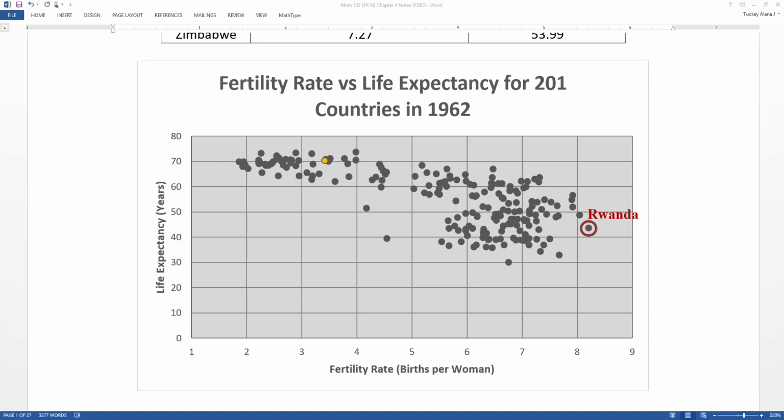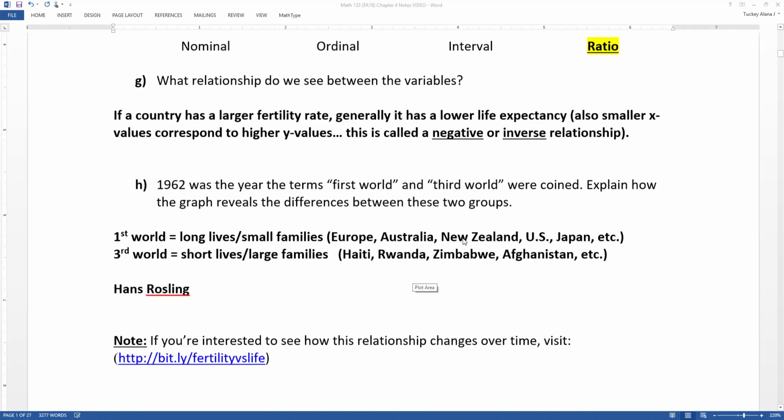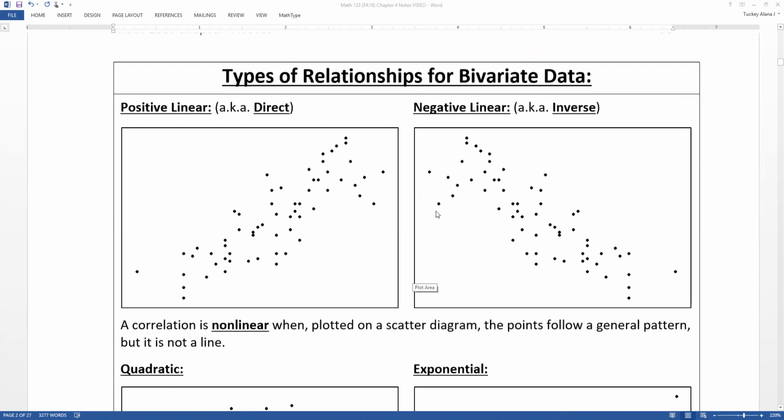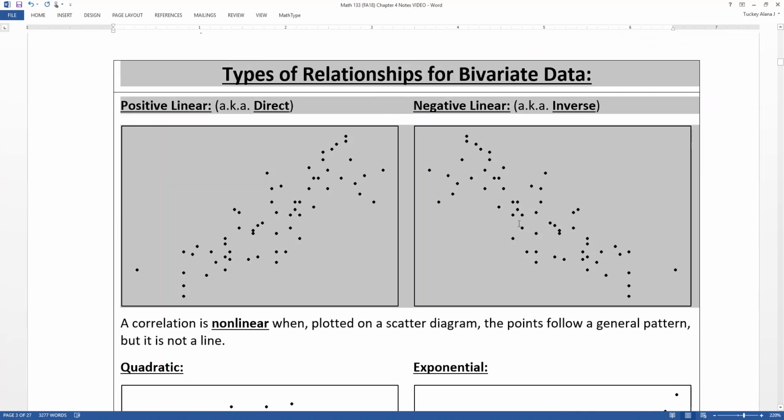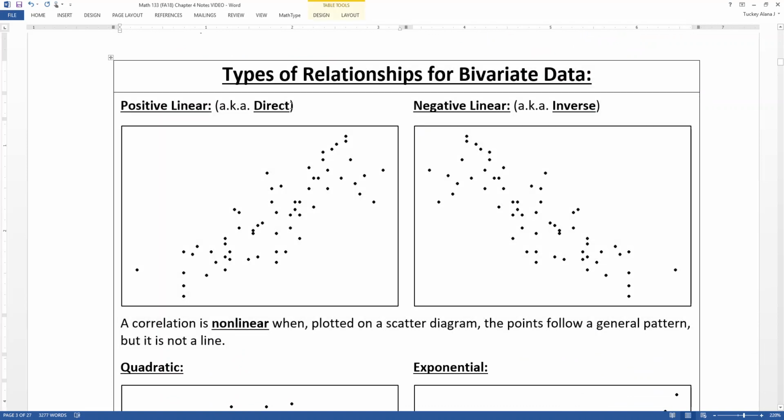When we were looking at the fertility and life expectancy data, we noticed that larger X values, larger fertility rates, correspond with lower life expectancies. So that led us to talking about a negative linear relationship, and that leads us to other types of relationships. So there are positive relationships and negative relationships. Positive are also known as direct relationships, and negative are inverse relationships.